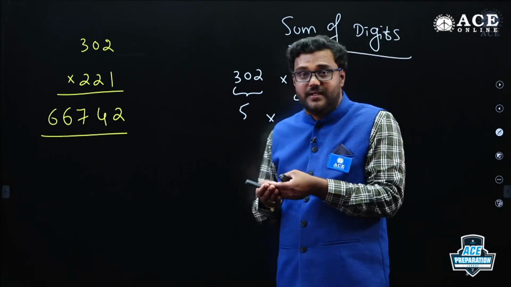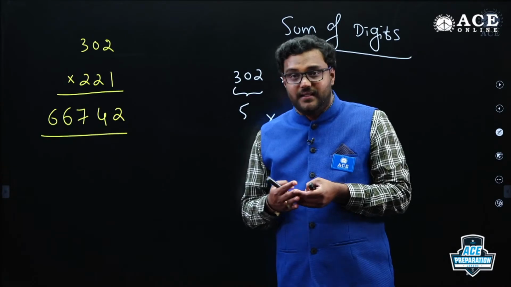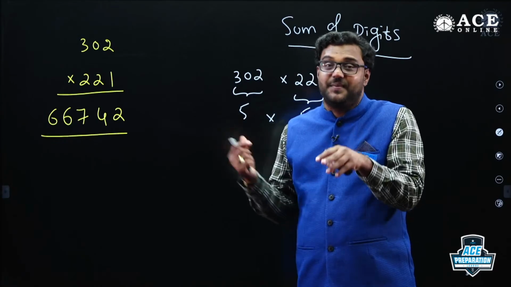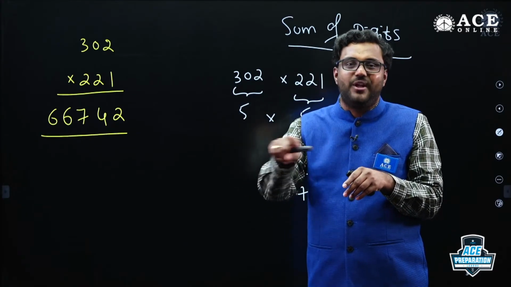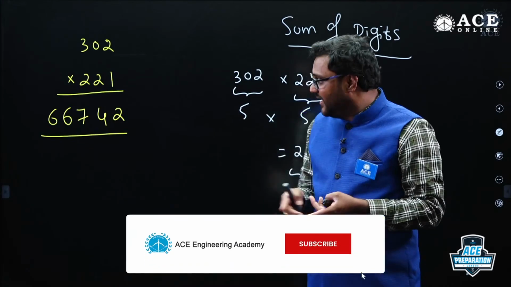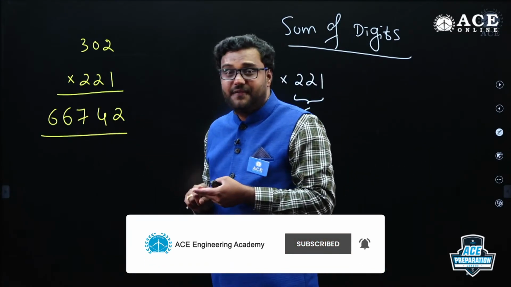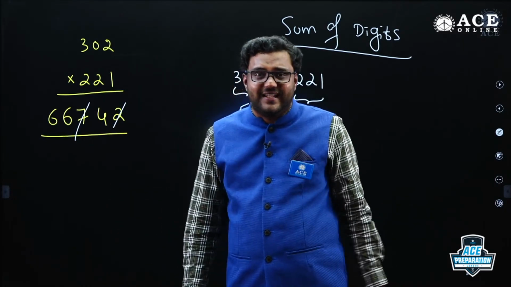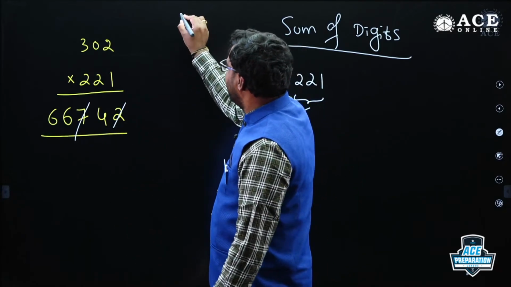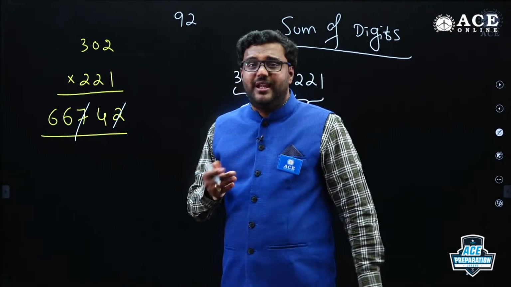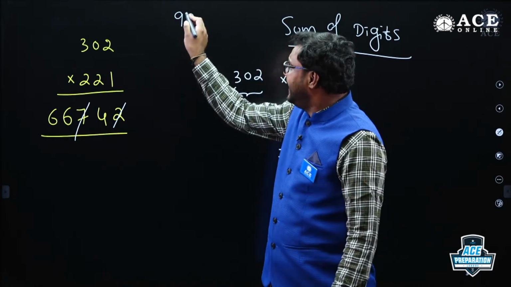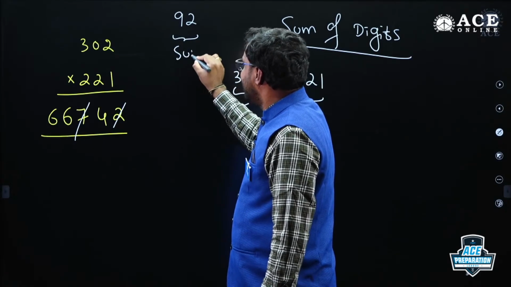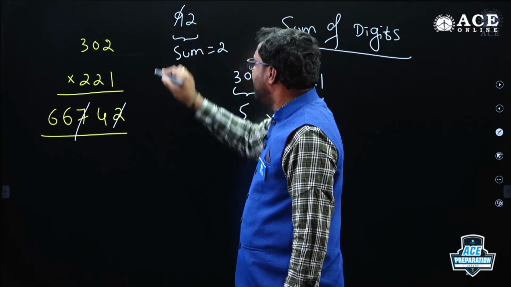Now I have to check the options. Is the sum of digits in the options 7 or not? If it is there, that's the option. If two options are there, then this method will not help you. If sum of digits 7 is there in only one of the options, you can pick that option. Now here, 7 plus 2, 9. Whenever 9 is there, you can ignore it while calculating the sum of digits. Why? See, 92, 9 plus 2, 11, 1 plus 1, 2. This 9 is not required while doing sum of digits. The sum of digits is nothing but equal to 2 only.